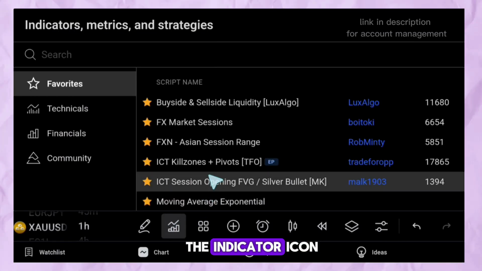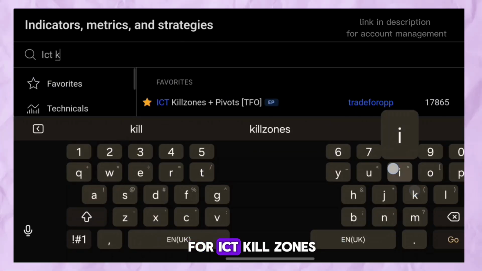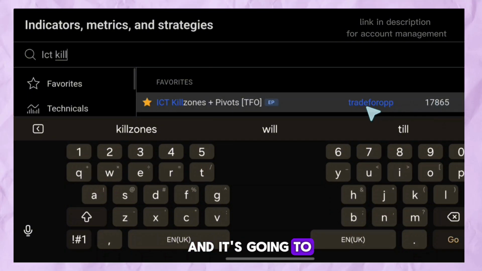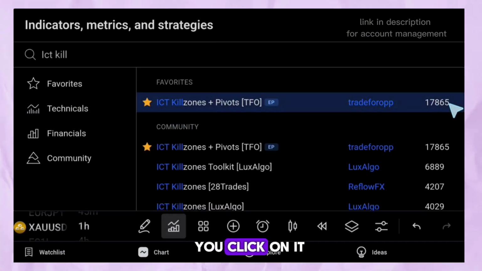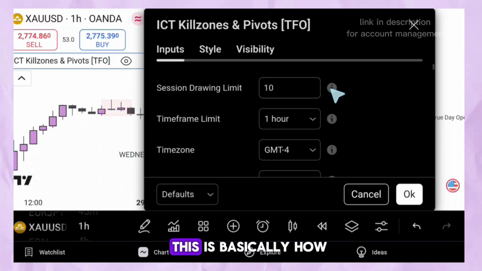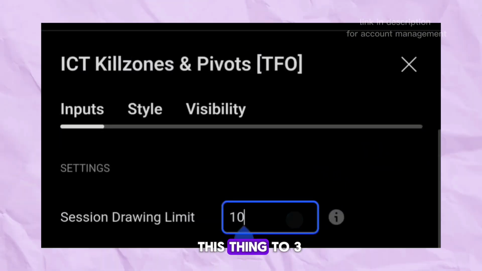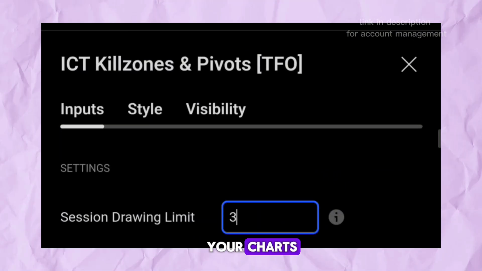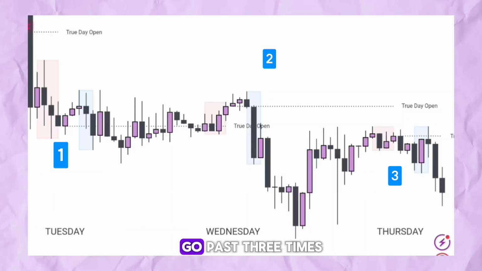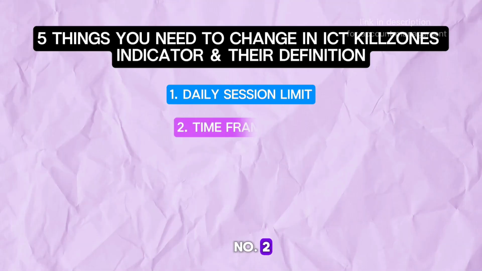That's where you see the indicator icon, so you click on it and then search for ICT Kill Zones. When you see it, you click on it, and then you want to change the settings. For number 1, daily session limit, this is basically how many times a session column would show. Like if you change this 10 to 3 and you go on your charts, you will see that this only showed 3 times, and if you go past that 3 times, you are not going to see anything.